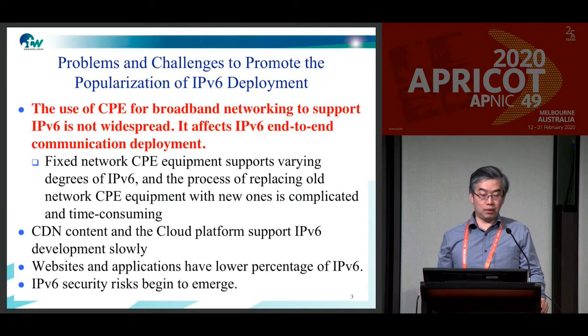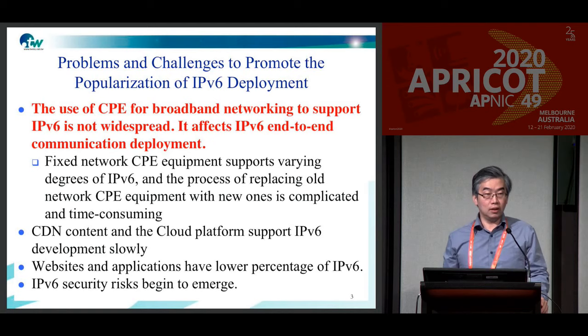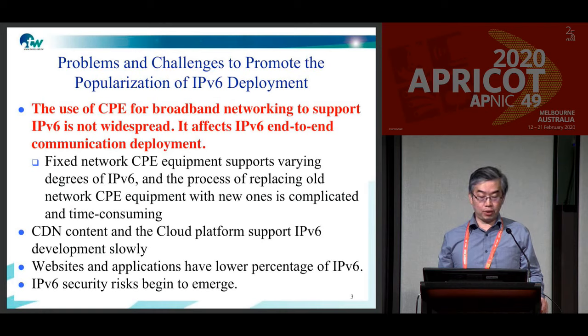We observed some problems and challenges to promote the popularization of IPv6 deployments in Taiwan. One is that the use of CPE for broadband networking to support IPv6 is not widespread. It affects IPv6 end-to-end communication deployment. And the fixed network CPE equipment supports varying degrees of IPv6. And the process of replacing old network CPE equipment with new ones is complicated and time-consuming. Besides, the CDN content and the cloud platform support IPv6 development slowly, and websites and applications have a lower percentage of IPv6.